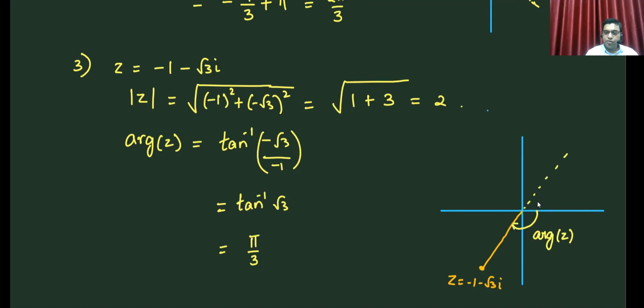You want this angle, so you subtract. Whenever you go anti-clockwise, the angle will have a positive sign. Whenever you go clockwise, the angle will have a negative sign. So minus pi, and you get minus 2 pi by 3 as the argument.